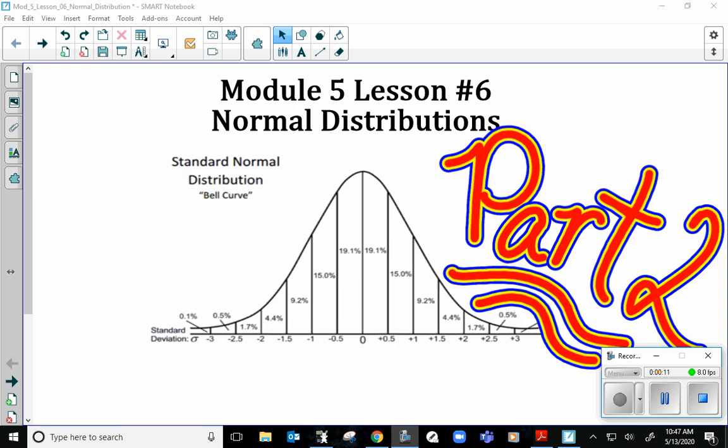Okay, we did all the calculator stuff. We're going to do some chart stuff today and more calculator stuff and get going.